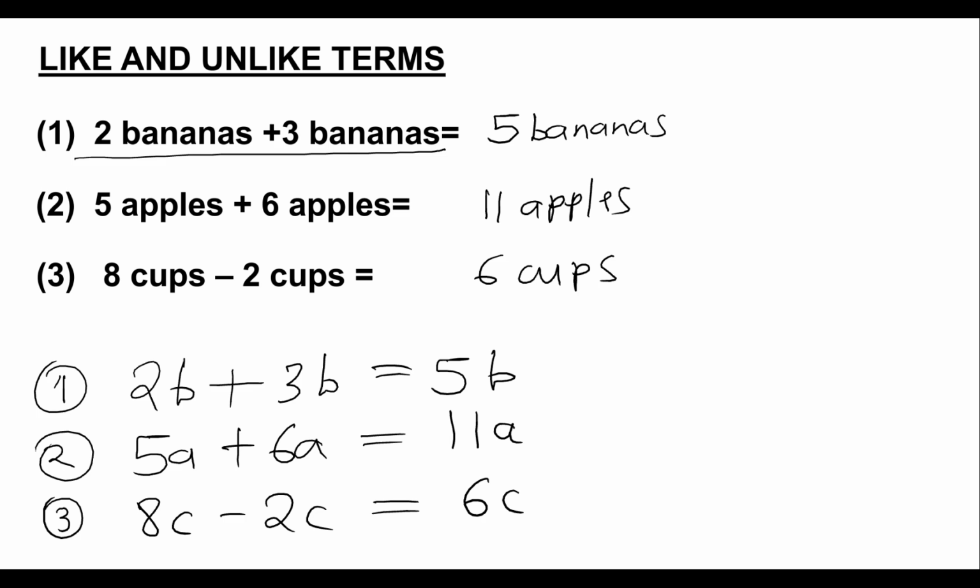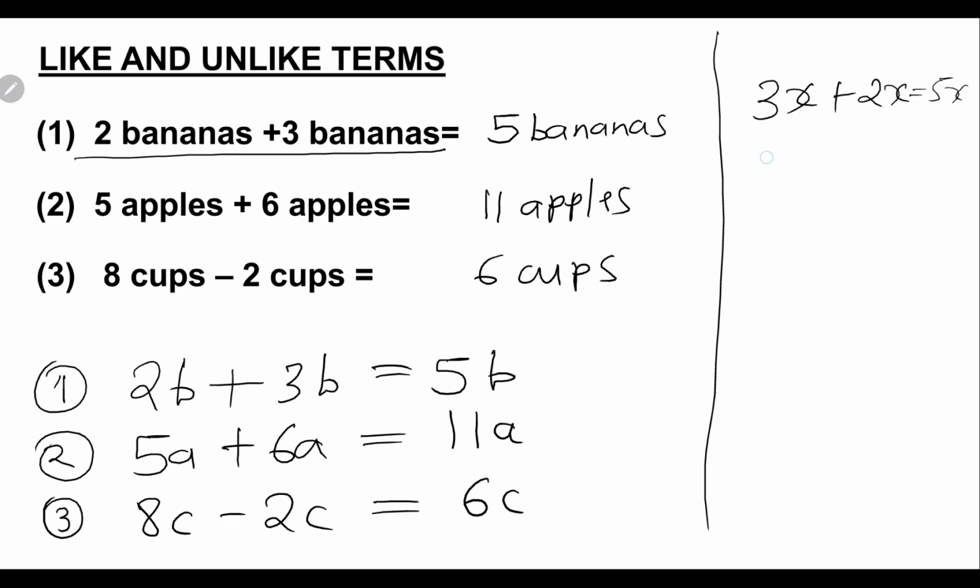So this is just a glimpse of what we are going to be looking at in algebra. There are many different letters that we can be using in algebra. If we want, we can say 3x plus 2x, the answer is 5x. We can use any form of letters. We can say 6p minus 4p.